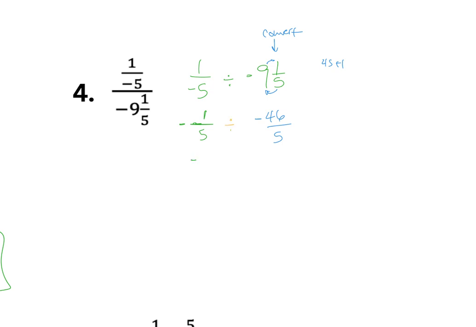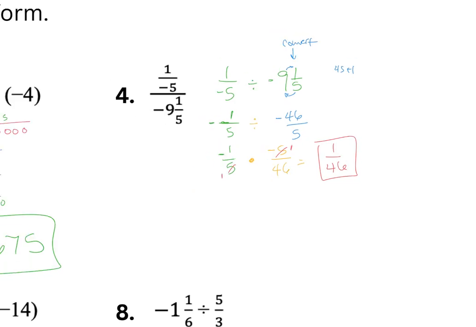But in a second, we will not be. We are now multiplying -1/5 by -5/46. Woo. 1 times 5, well, here, you know what? I'm going to get my cancel on. That's 1 and 1. -1 times -1 is +1 over 46. 1/46 is the answer.